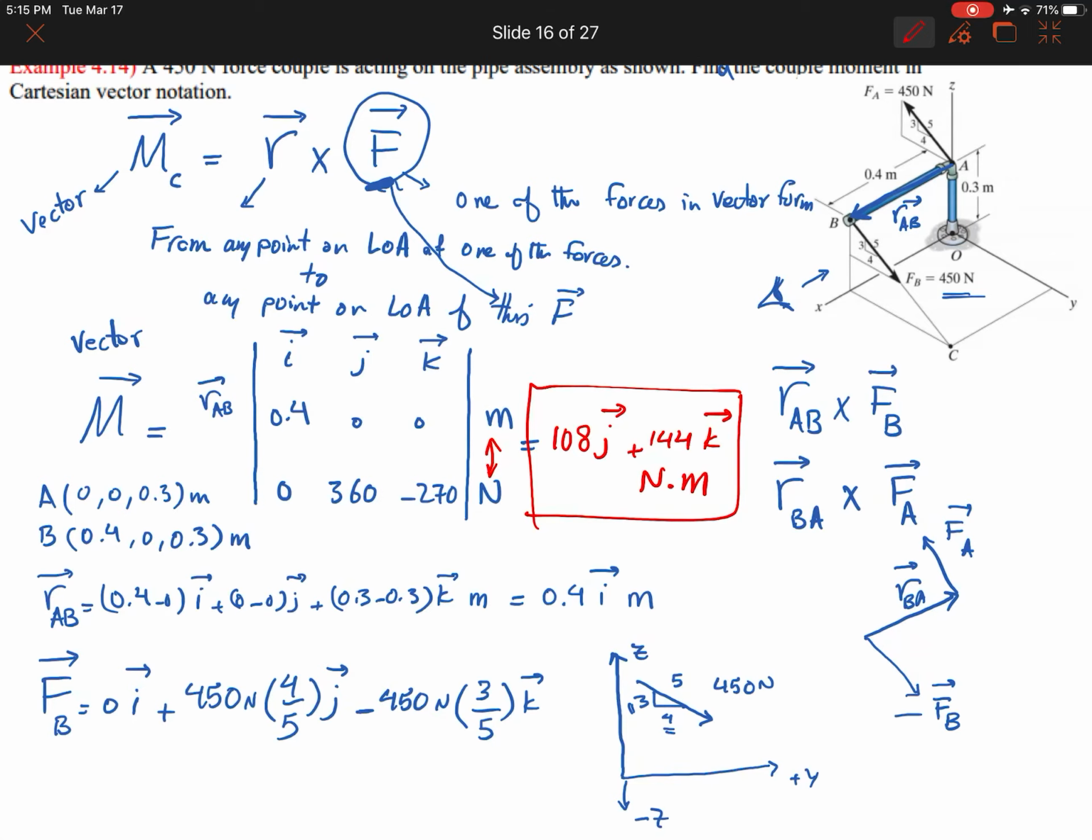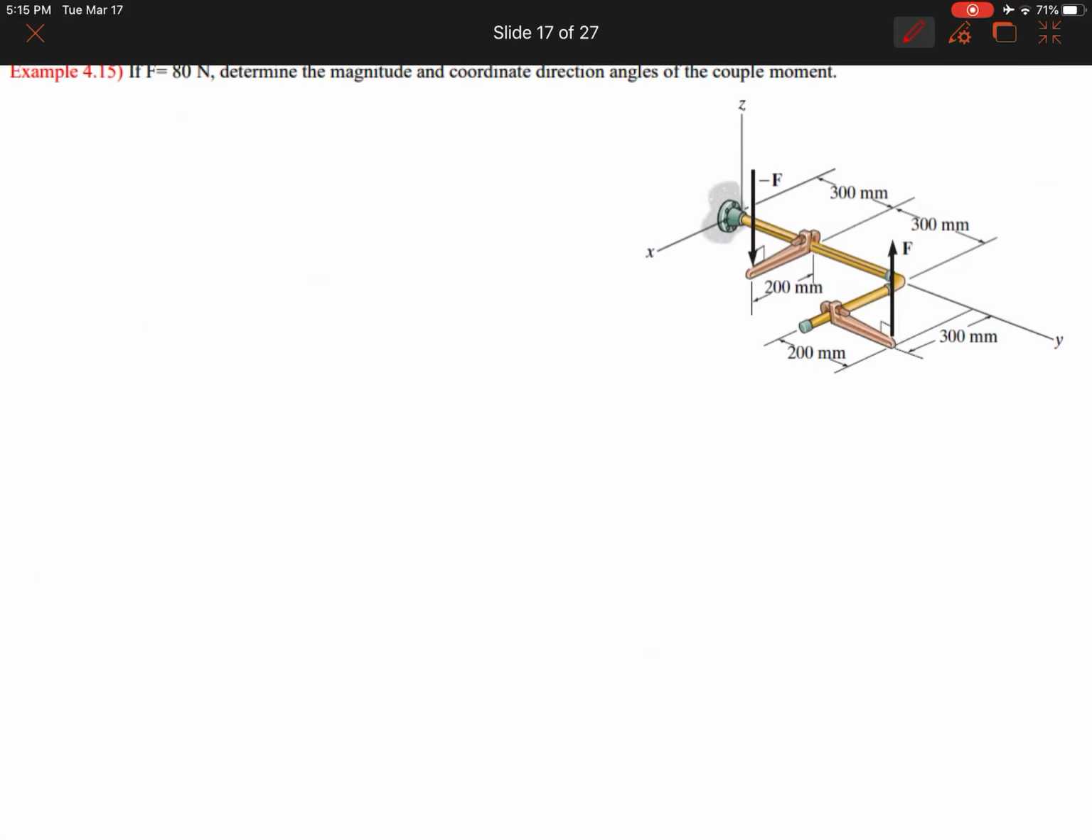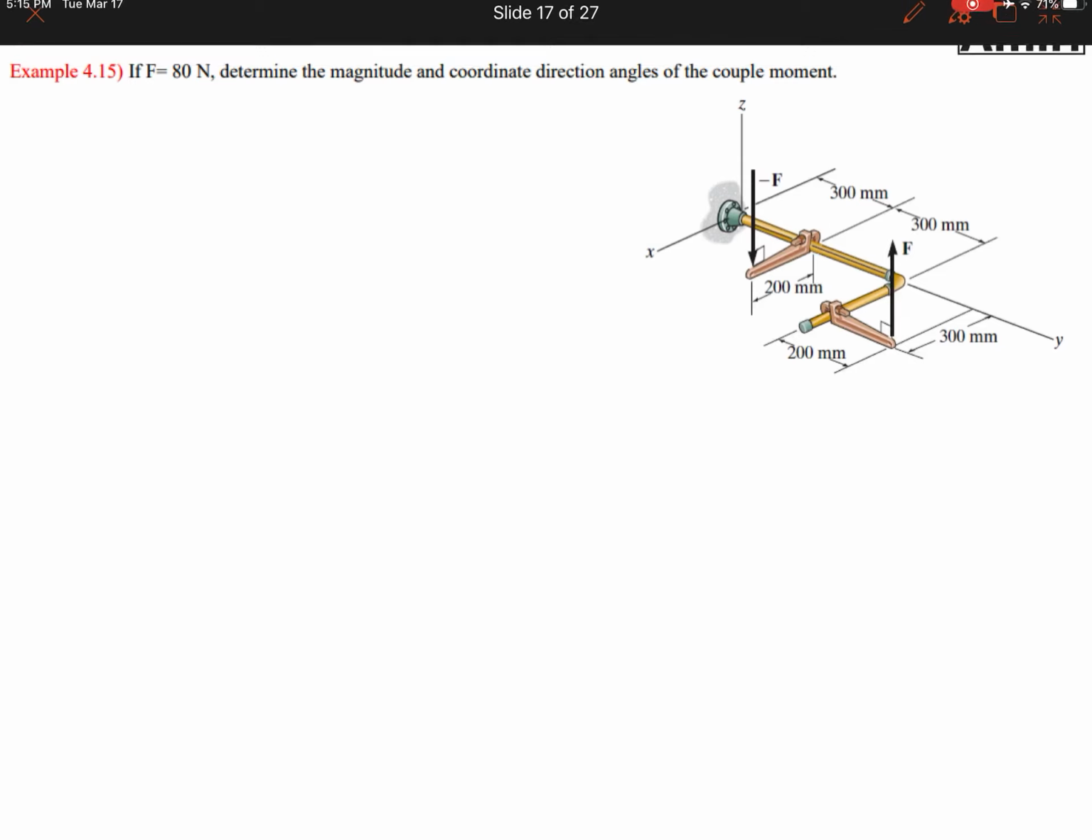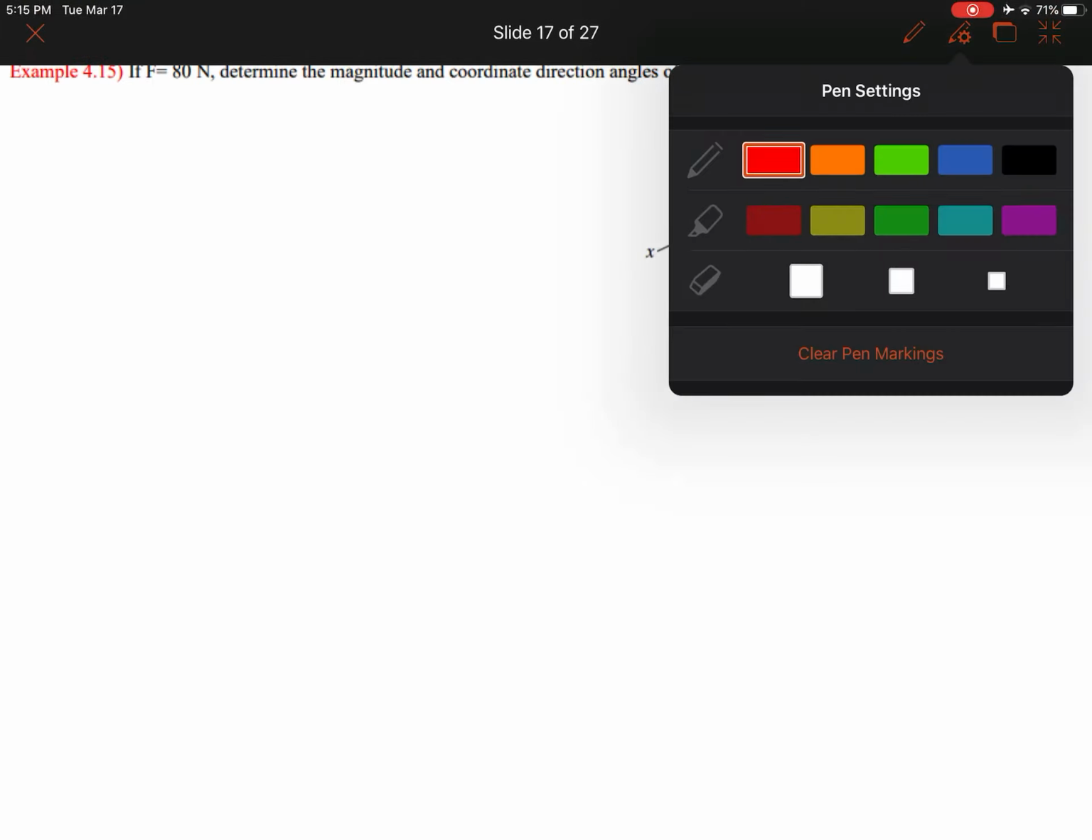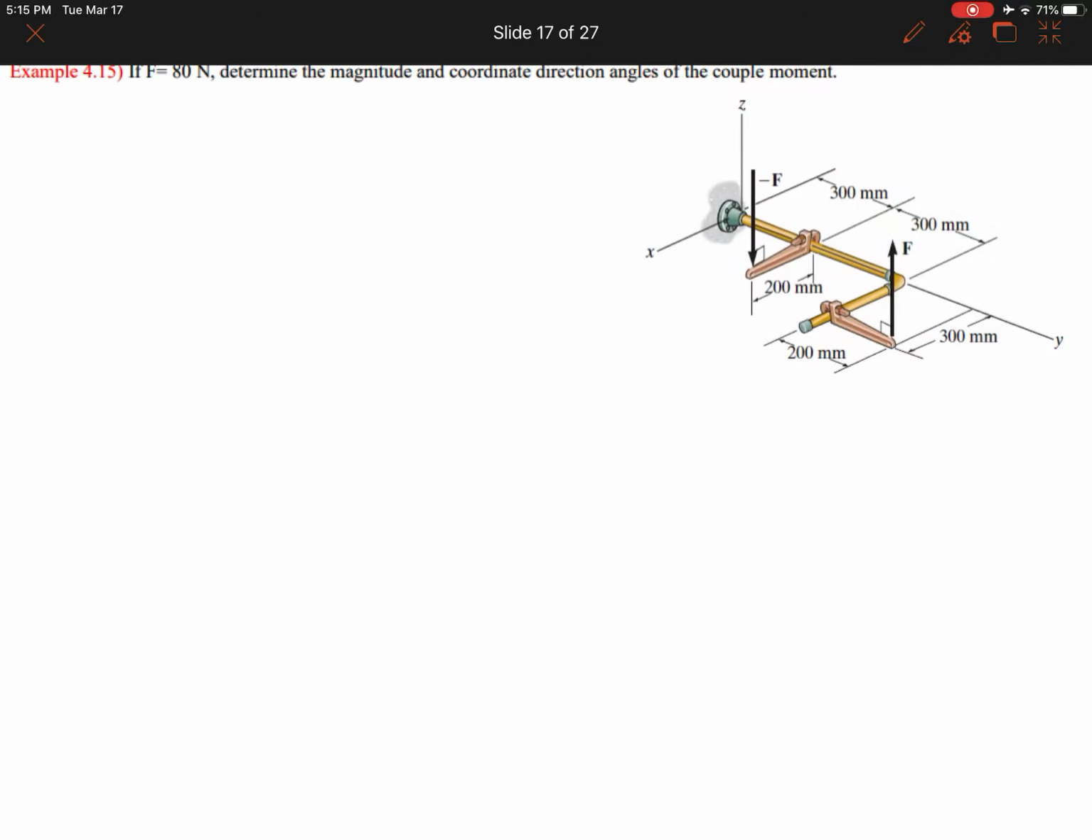Okay, let's look at another example. Again, this is a 3D format. It says if F equals 80 newtons, determine the magnitude and coordinate direction angle of the couple moment. Okay, so I go back to my blue pen. All right.